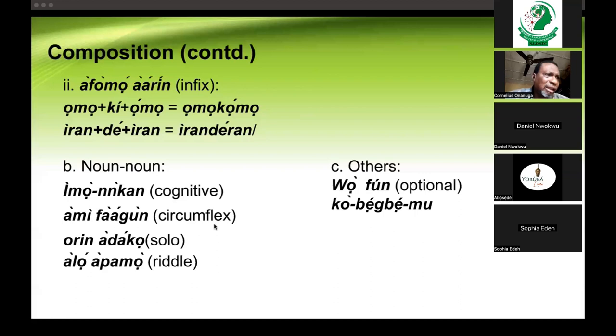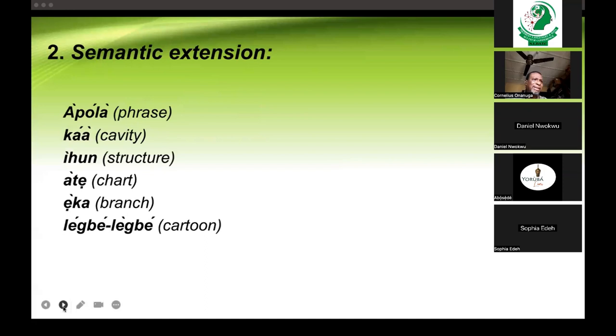We have others that become nominalized. They may be verbs or some other classes of words, but they are not initially nouns. But by the time we compose them, they become nouns. Like wofun, to depict something that is optional, and kobegbemu, which is an exception. All these are examples of composition, that is, making coinages from words existing in the language, either through prefixes or through noun construction.